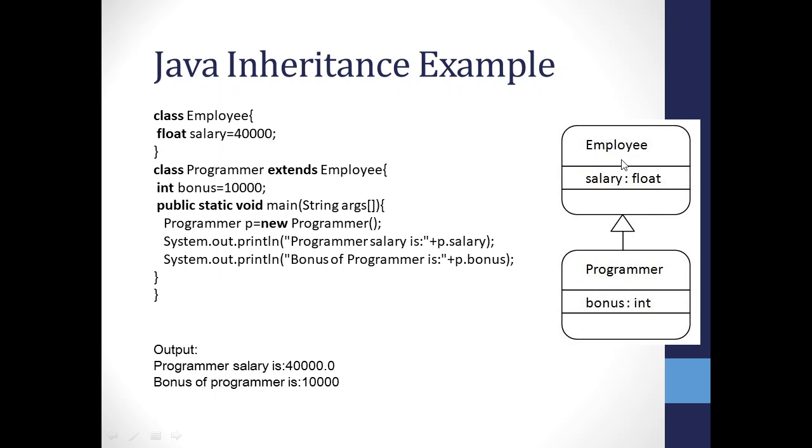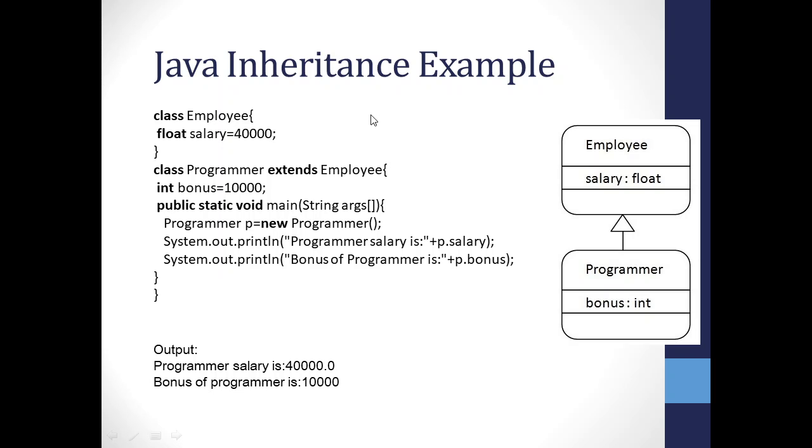Here we have taken the employee and programmer example. We have created two classes, an employee class and a programmer class. Here the programmer class is a subclass which acquires the properties of the superclass, that is the employee. Employee is a superclass. The relation between these two classes is that a programmer is an employee, or we can say that a programmer is a type of employee.